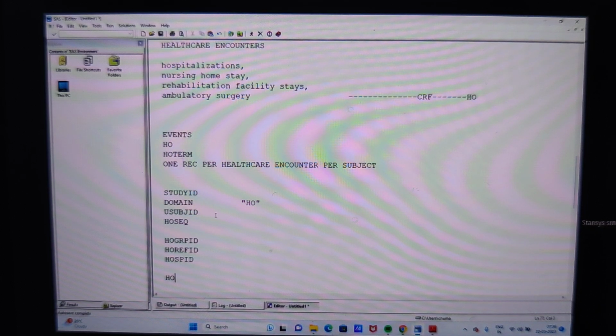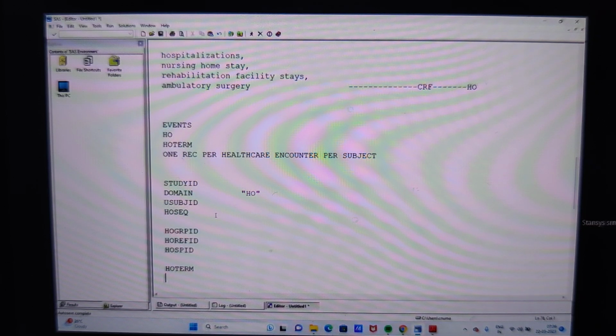Then we are going to have a variable called HOTERM, which is the topic variable. Whatever verbatim name we collected on the CRF sheet, the same information we are going to put in HOTERM. And then the sponsor is going to provide the controlled terminology, based on which we are going to have a standardized word. That information we are going to have in HODECOD. And then again, we are going to have a topic variable.